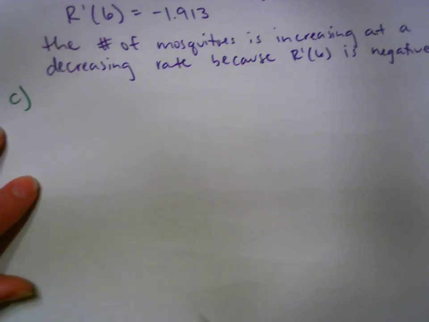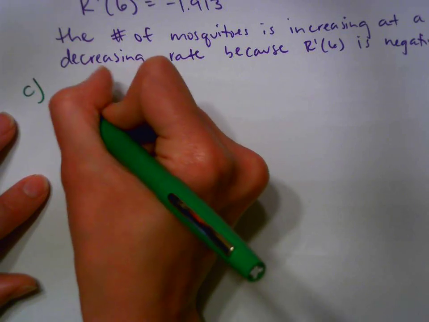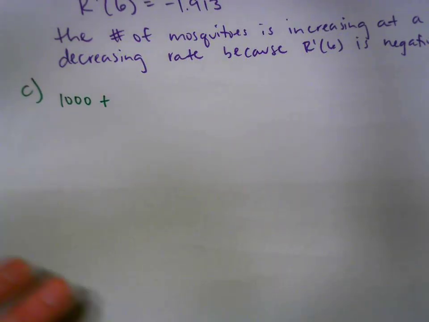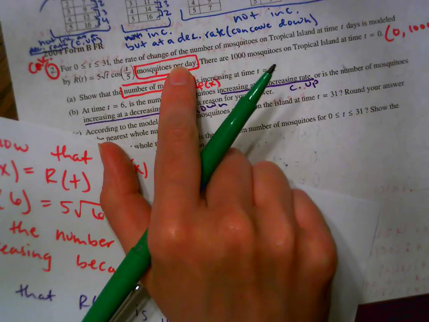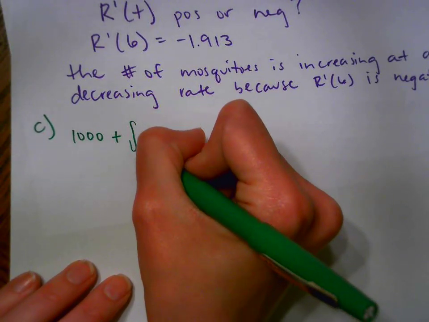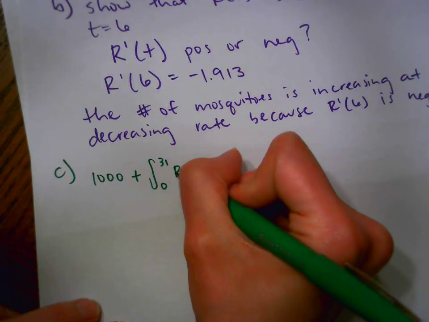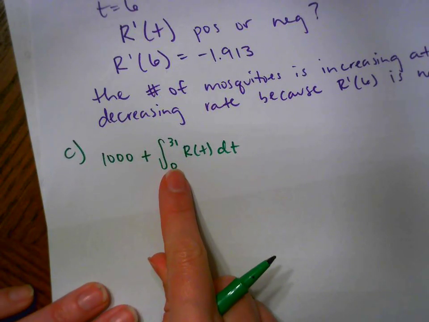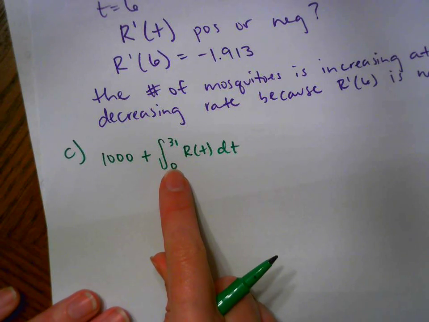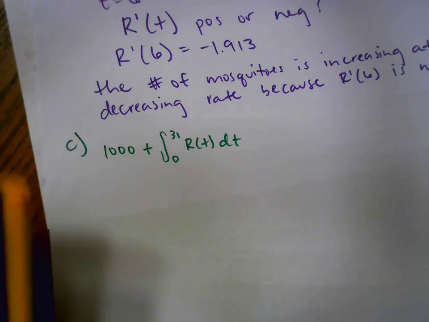To know the number of mosquitoes, you got to take the initial amount, which was 1,000, plus, now to know the total amount that accumulates, that's when you integrate. When they give you mosquitoes per day and you want to know how many mosquitoes, you're going backwards. Integrating from 0 to our time of 31, if you integrate your r of t function, it'll get you the net change in mosquitoes over time. How many mosquitoes accumulated from 0 to 31. And you just type that in your calculator.